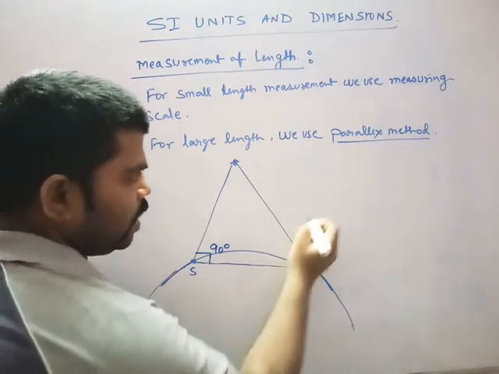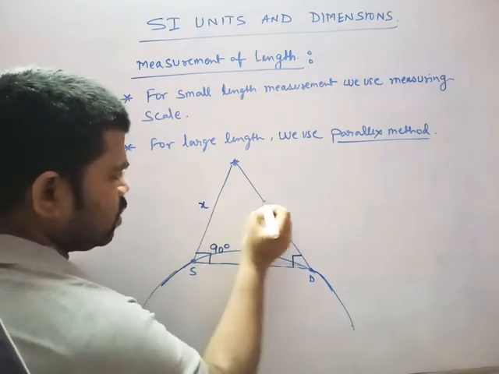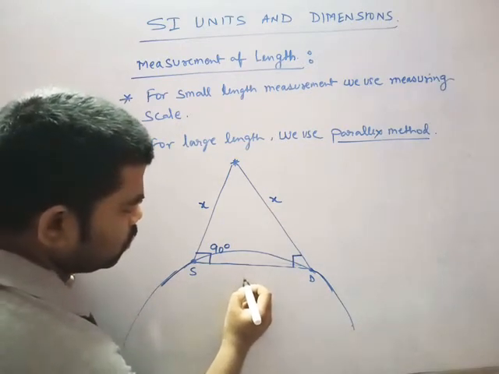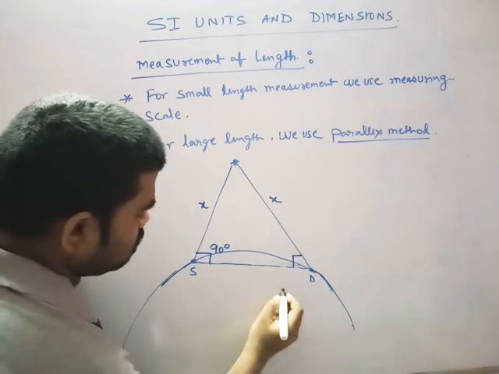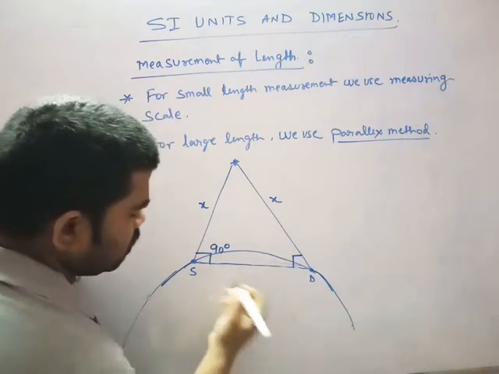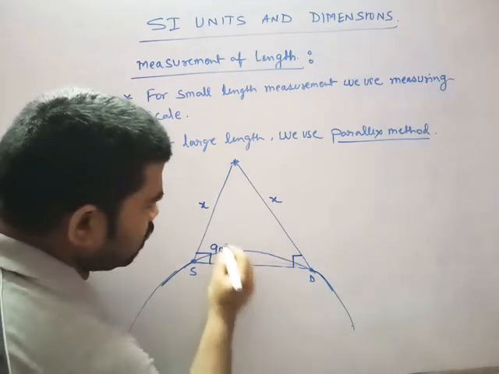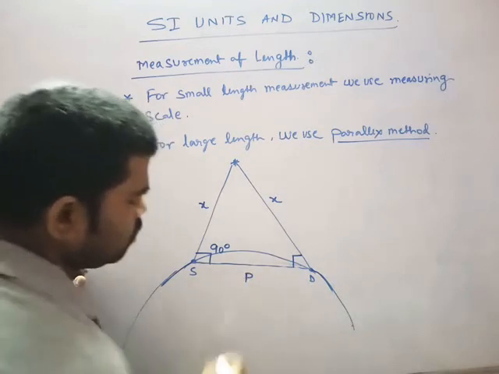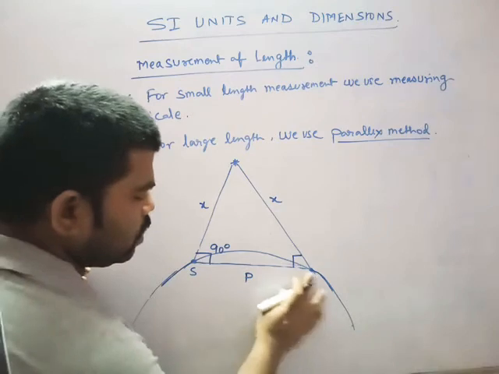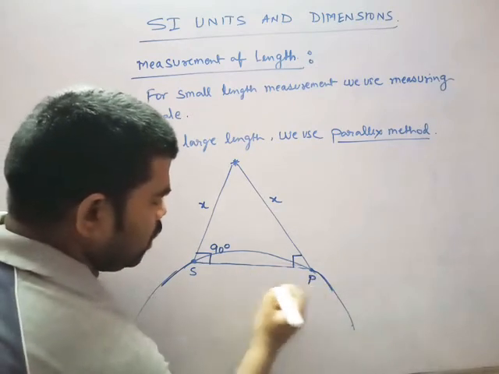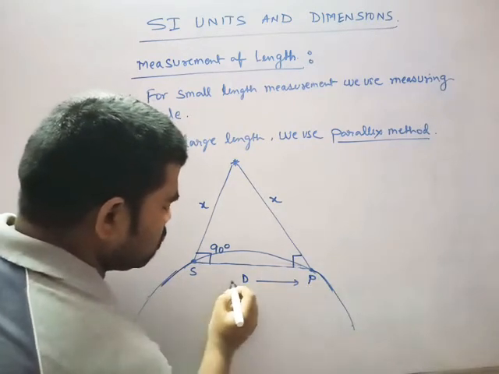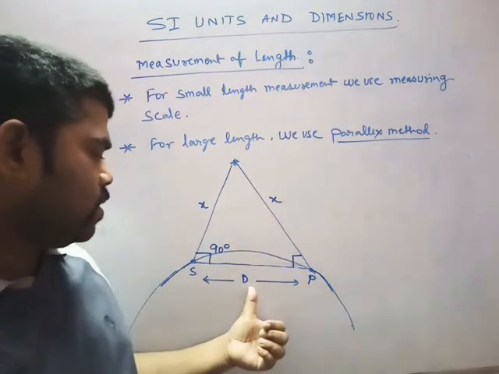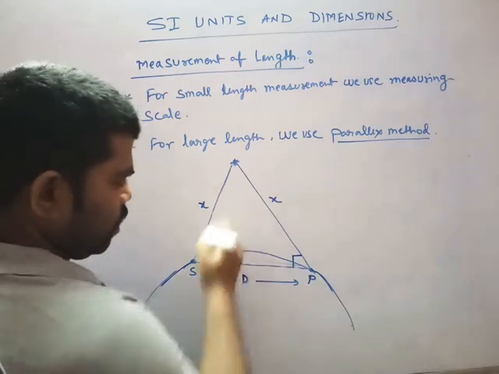So if it is 90, let me take this as x and this is also x, and this is the distance. Let me write here SP, and this is D for distance. And I think it's good. Clear? So if it is x and x and this is D, so now this is a part of 90.